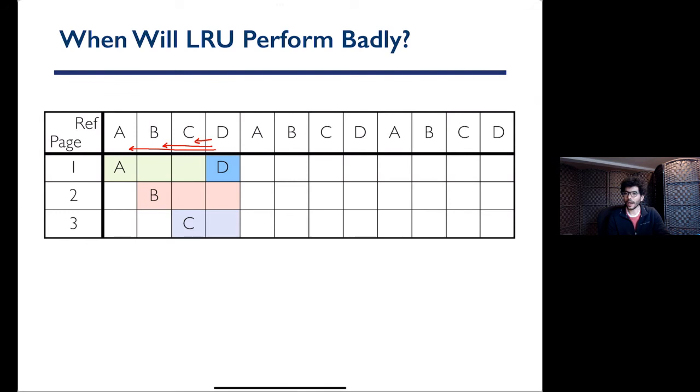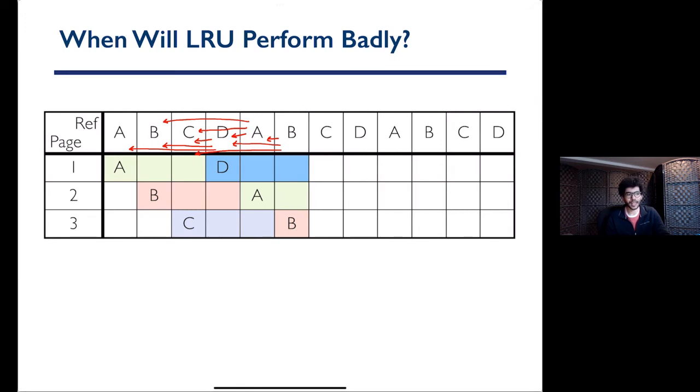Now A comes again, so we need to remove someone. D was accessed 1 access ago. C was accessed 2 accesses ago. And B was accessed 3 accesses ago. So I'm going to evict B because it's the furthest in the past. So I'm going to put A there. Now, again, I'm going to look at A, D, and C. This time C is the one to be evicted.